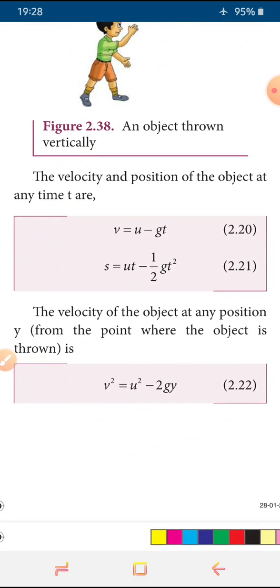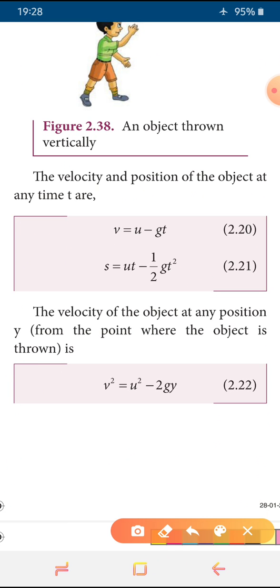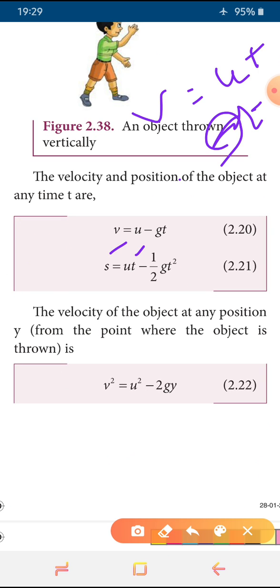We are using all the 3 equations. So what is the first equation? v is equal to u plus at. This is the first equation. I think you know it very well. Then we write v is equal to u, substituted as u, then a can be written as minus g.